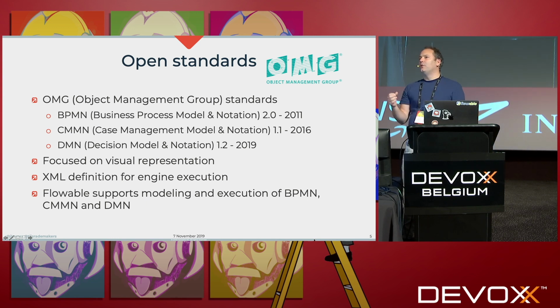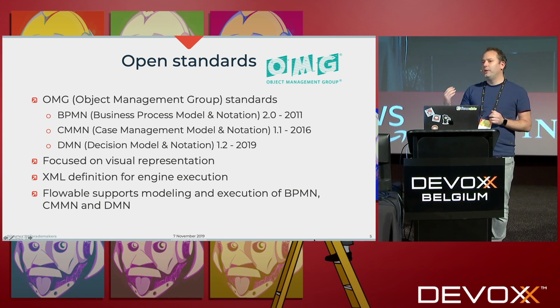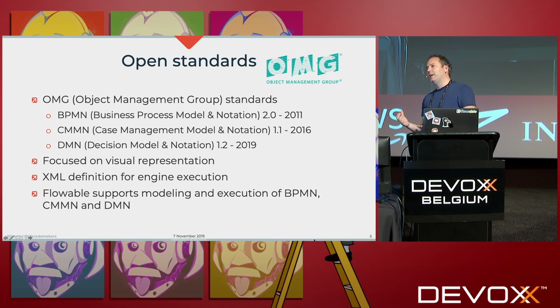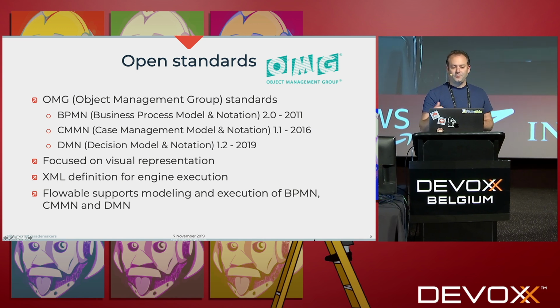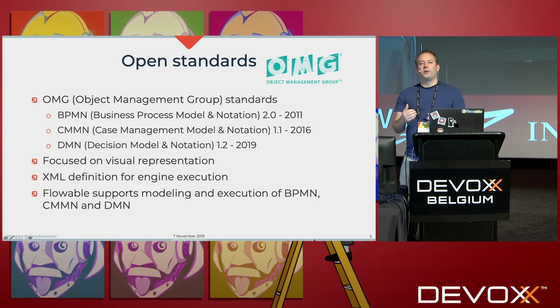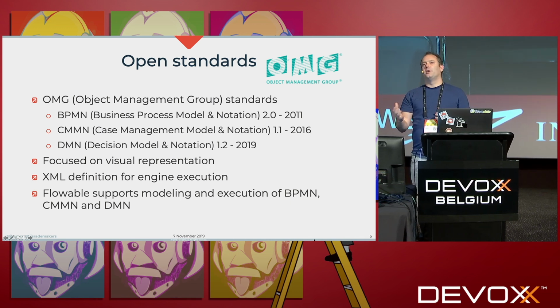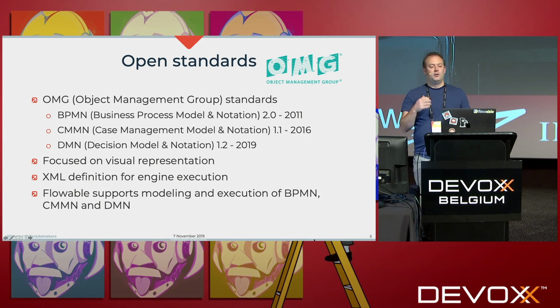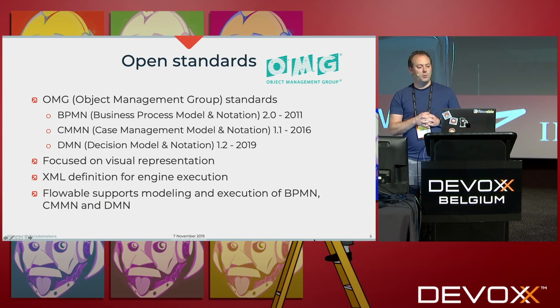And interestingly, those standards, mainly BPMN and CMMN, mainly focused first on only the visual representation. So that was really the start to have a common language to model your processes and cases. But more recently, the XML definition has been added to these standards as well, which is really important for us, of course, because we use these XML files to parse them and run them on our engines. So the combination of the visual representation and the runtime execution of those standards, that's what we do in the Flowable open source project.